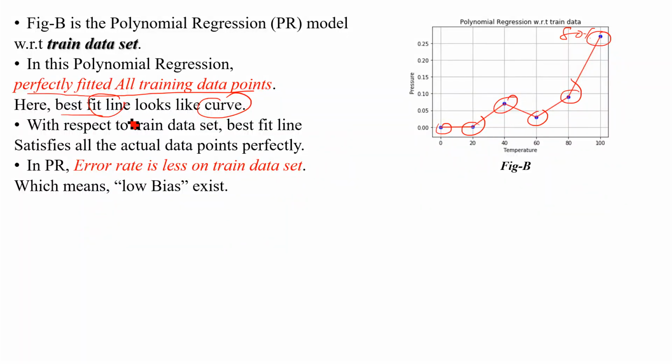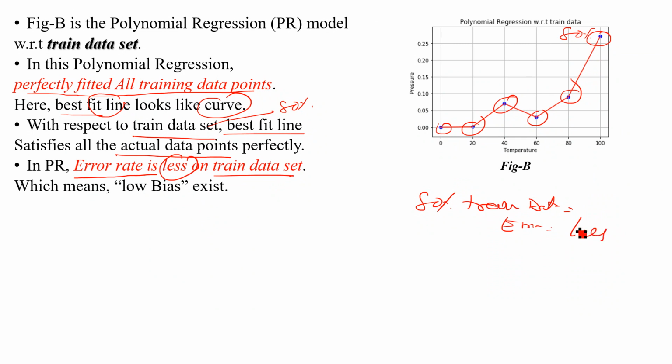So with respect to the trained data set, in our example the 80% of the training data set, the best fit line, which means the curve, satisfies all the actual data points. Satisfying all the actual data points means the curve passes through all the data points. So here the error is very less. So in polynomial regression, the error rate is very less in the trained data set. In the 80% of the trained data, the error is less. Error is less means it is low bias.